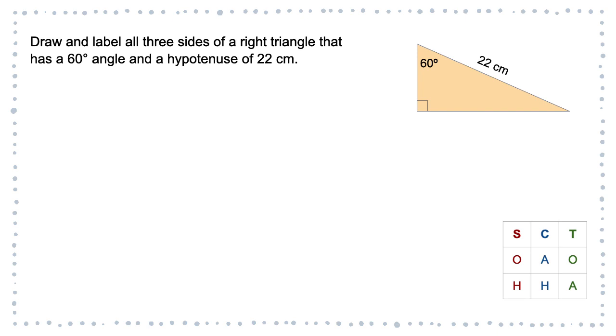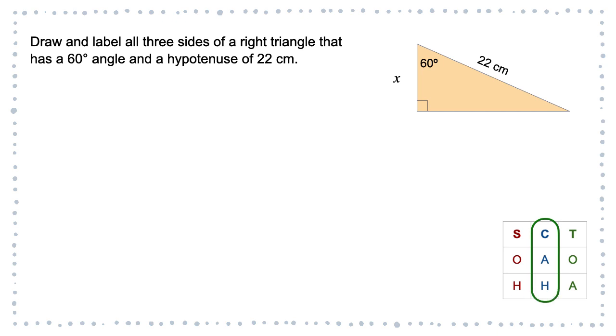It says to draw and label all three sides of a right triangle that has a 60-degree angle as shown and a hypotenuse of 22 centimeters. So here's what we are looking for. We're looking for the remaining two sides. Let's start by finding the height. Let's call it x. And in relation to that 60-degree angle, x is the adjacent side and 22 is the hypotenuse. So we are thinking about the cosine.